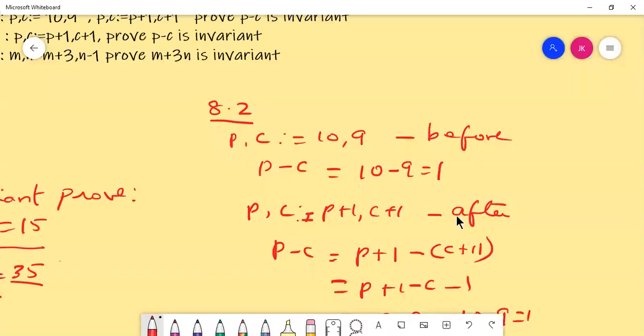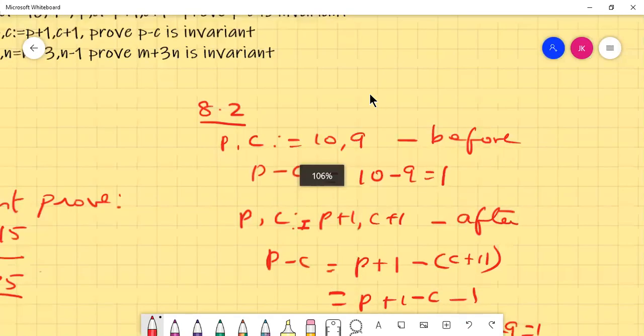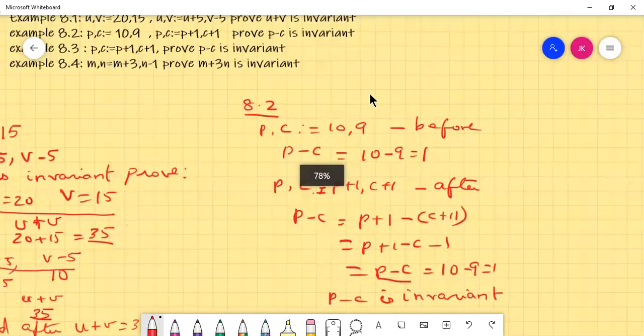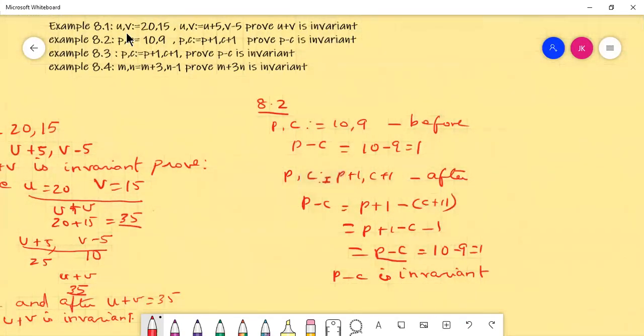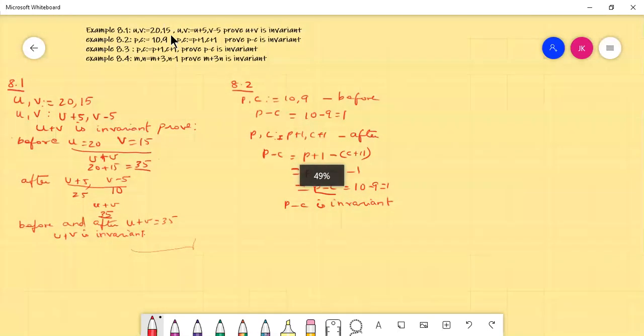See, first of all, there's a question in your textbook. They are asking, first exercise, (U, V) is equal to (20, 15), clear, and (U, V) is equal to (U plus 5, V minus 5). They are changing the value of U and the value of V, and then they are asking to prove U plus V is invariant.